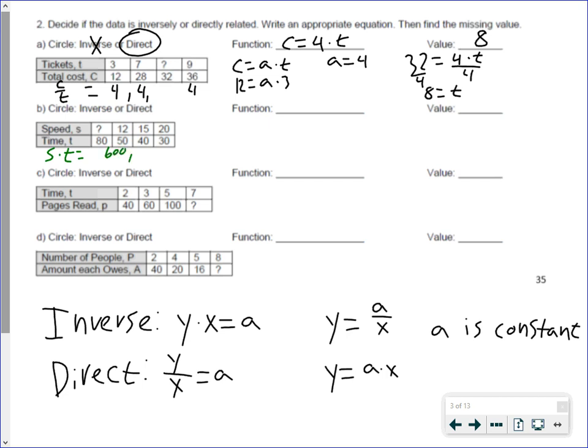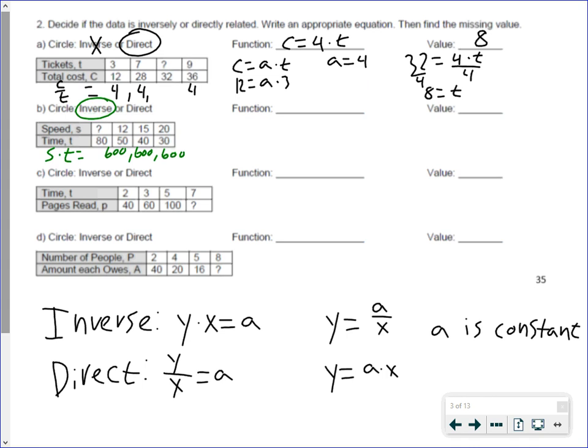40 times 15 is also 600. And 20 times 30 is 600 as well. So my product of each pair of points that I know of are all the same. So that tells me that we're going to be an inverse variation. Okay, so the speed and time are inversely related.